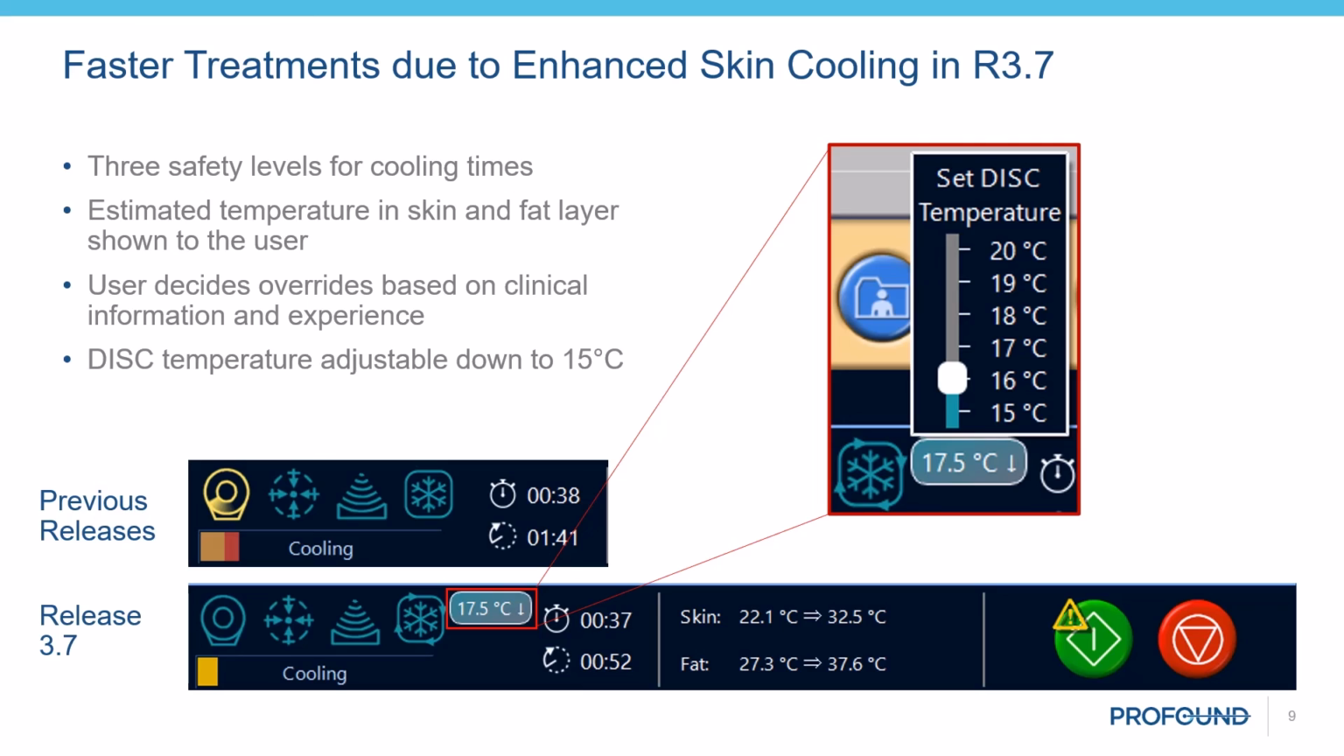To further reduce the cooling time, the enhanced skin cooling from the disc can be used. The current disc temperature is now shown to the user, and its target temperature can be adjusted down to 15 degrees Celsius as illustrated in this screenshot of the user interface.